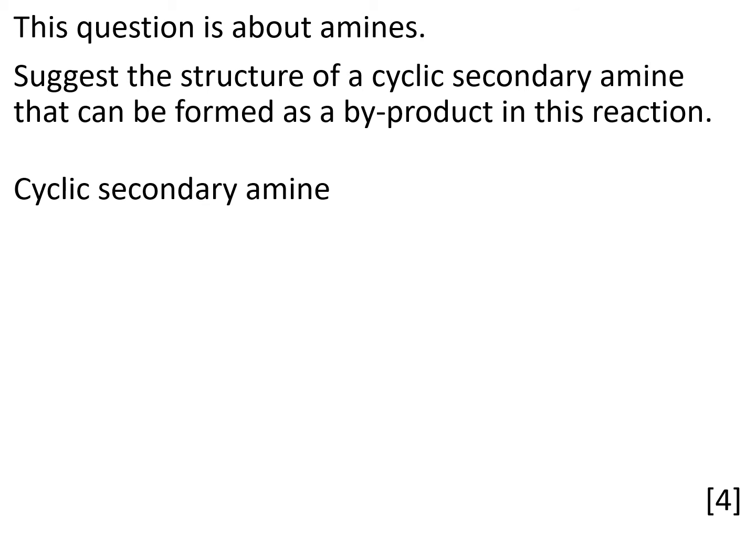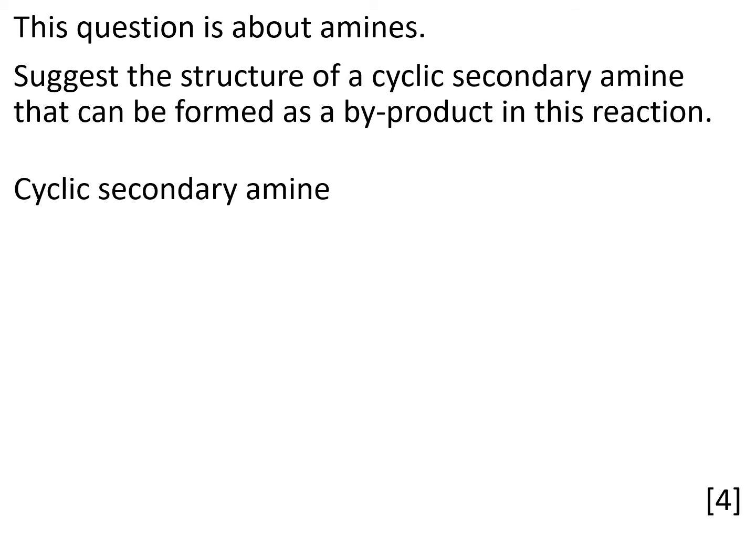Okay, take a look at the question, have a go, and press play when you're ready. Welcome back. So these reactions can lead to a mixture of different products, because the amine which is produced can also react in place of the ammonia. A secondary amine could be formed. In this case, we have a special case, because one end of the molecule that's formed could actually react with the bromine at the other end of the molecule.